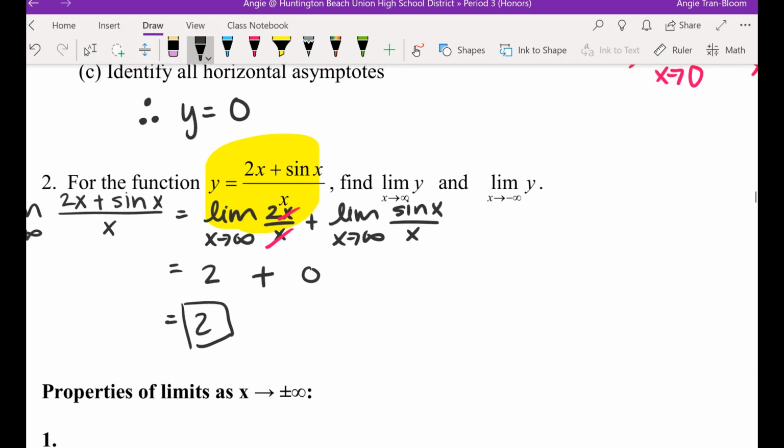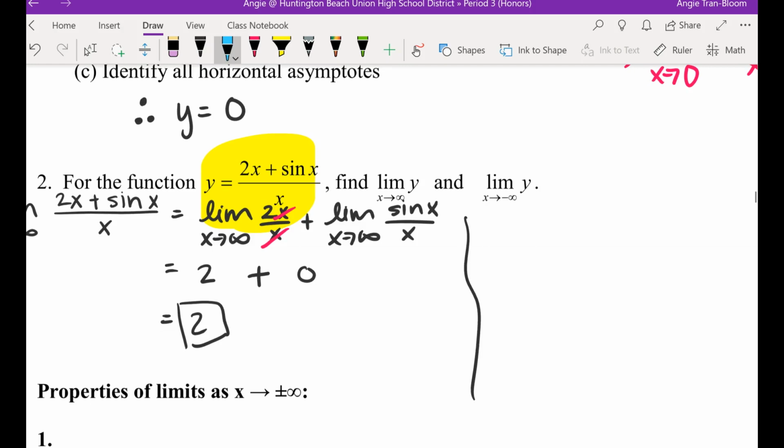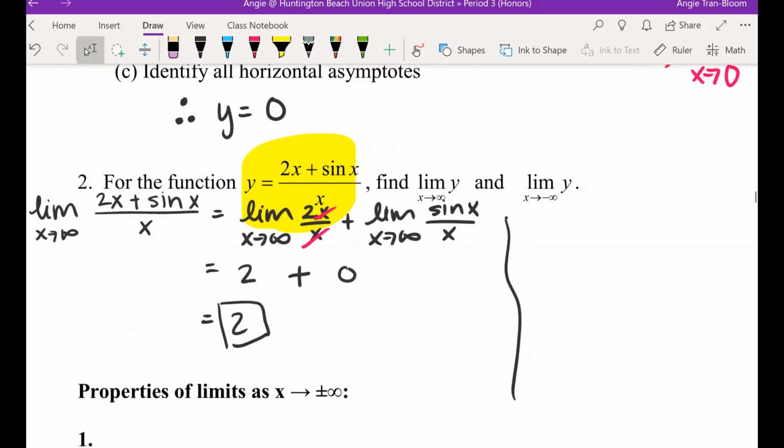How about the right side? As x approaches negative infinity.